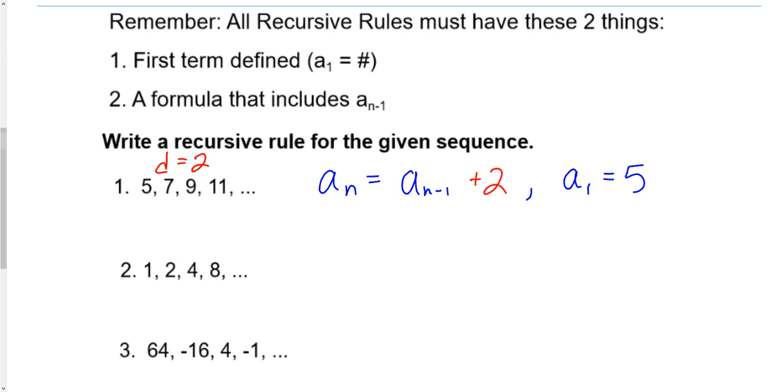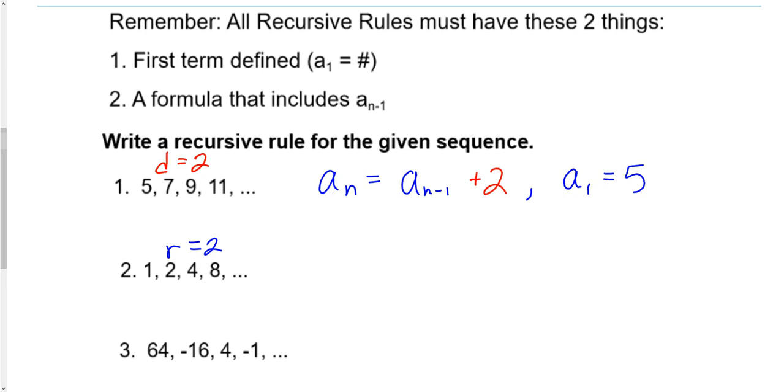How about problem 2? It's not arithmetic because to go from 1 to 2, that's plus 1, but then from 2 to 4, that's plus 2. So that's got to be geometric. If it's geometric, it should have the r. What's r in this one? Well, it's defined as the ratio, but what is it? What's the number? What do you multiply by every single time? Yeah, it's 2.